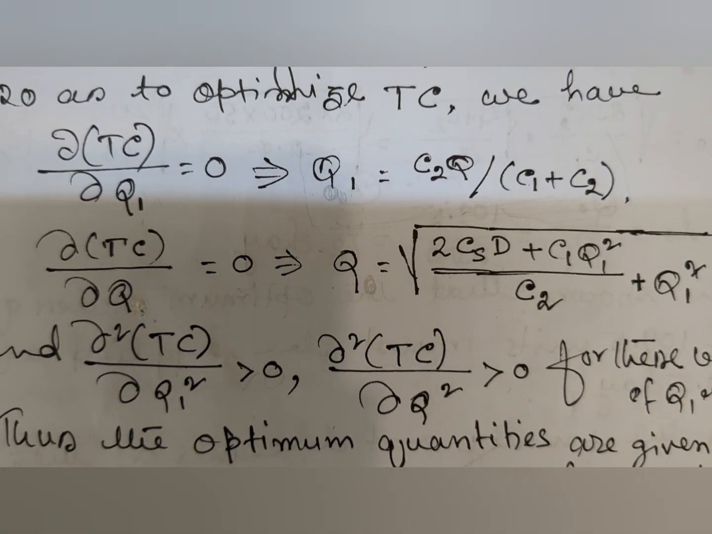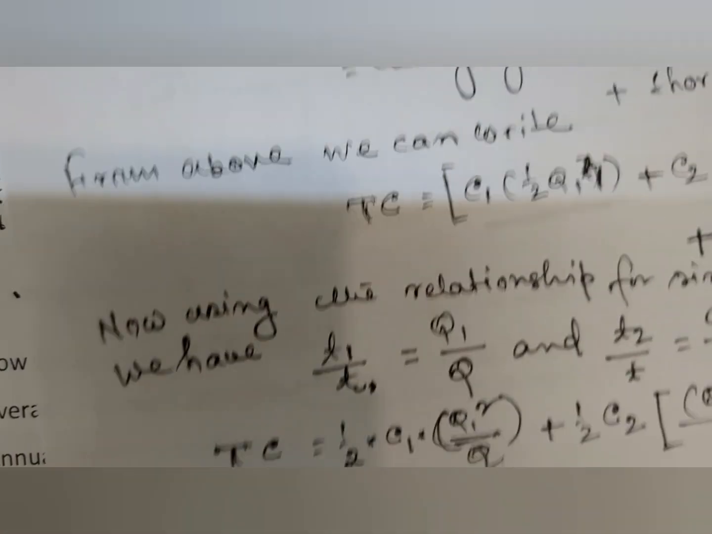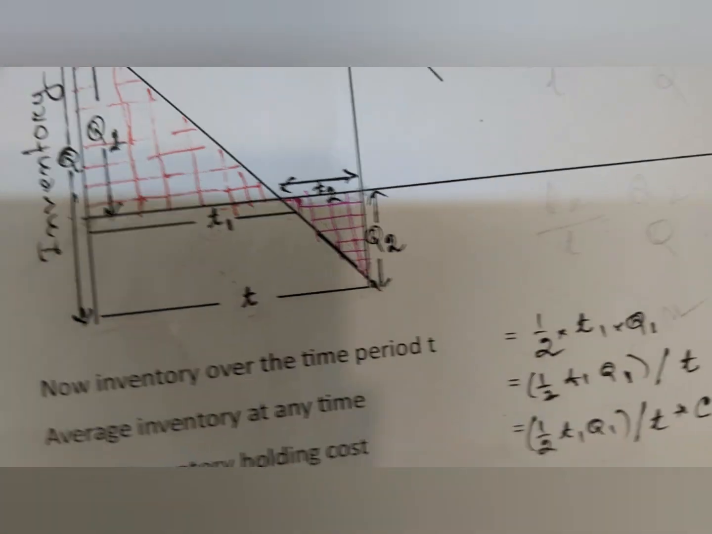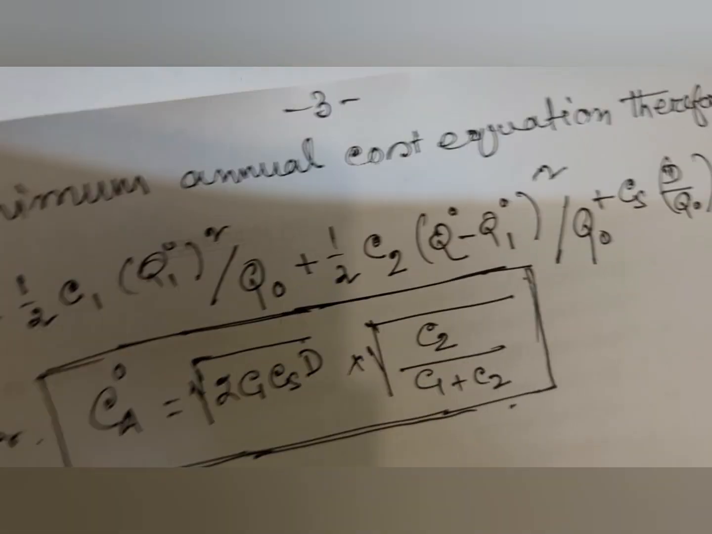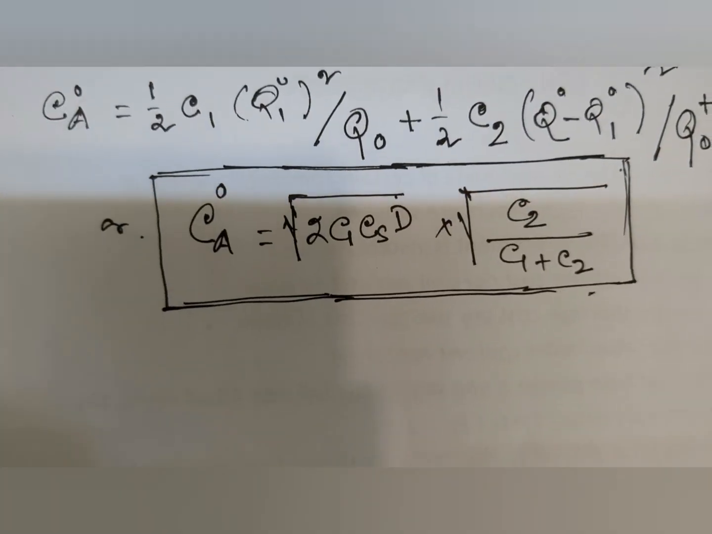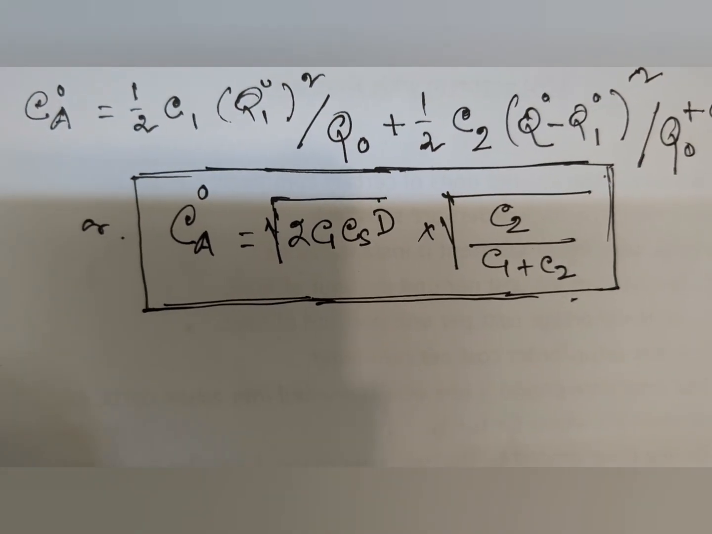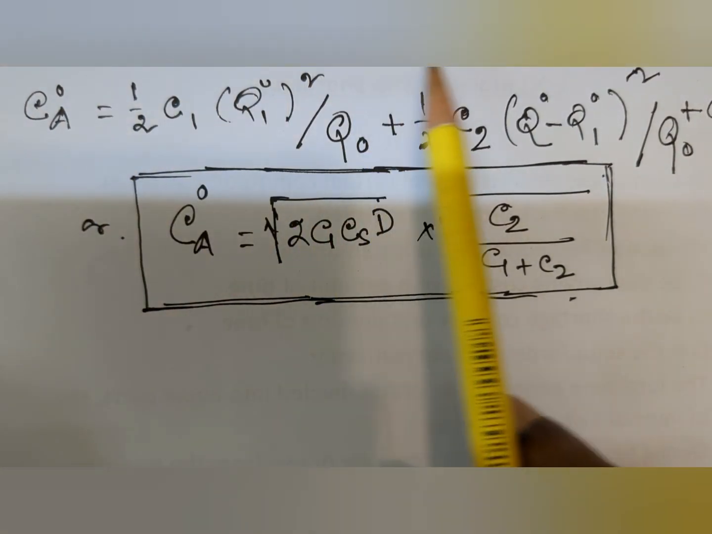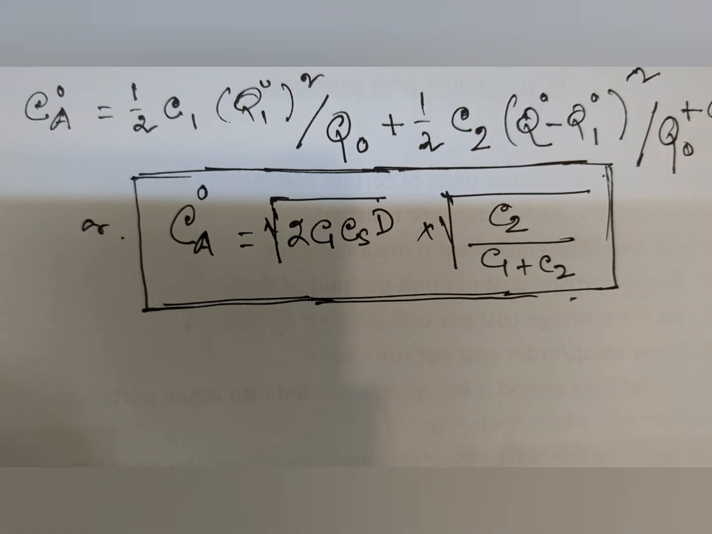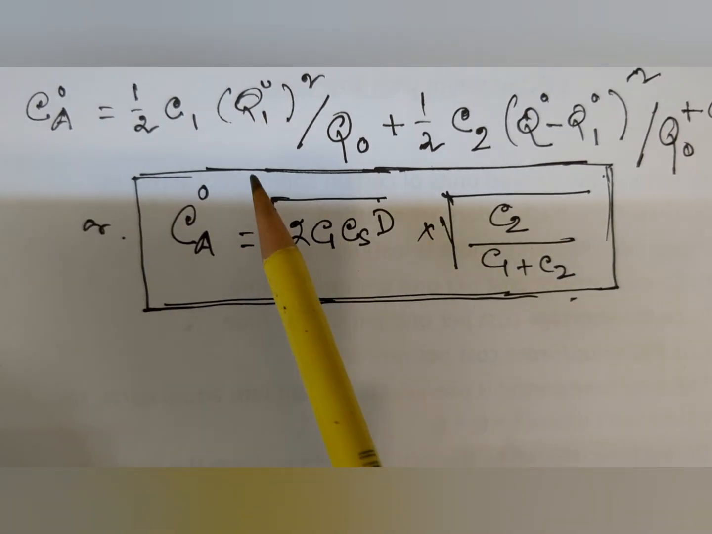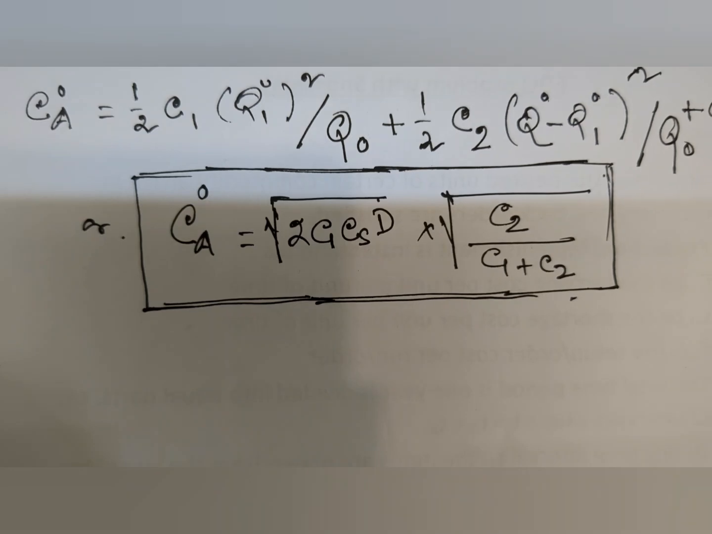Okay. Now another formula which is required to show here. This is the minimum annual cost equation. We have derived the formula for the optimum ordering quantity and the optimum size of shortage, and this is the total minimum cost. This is the formula we have already derived.